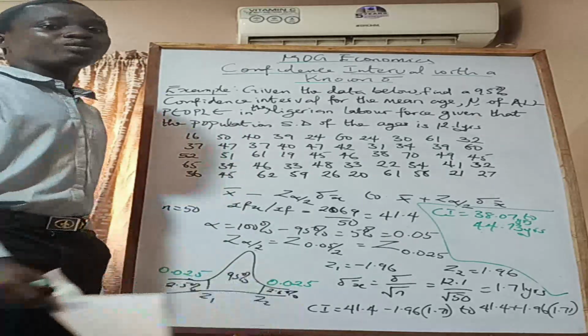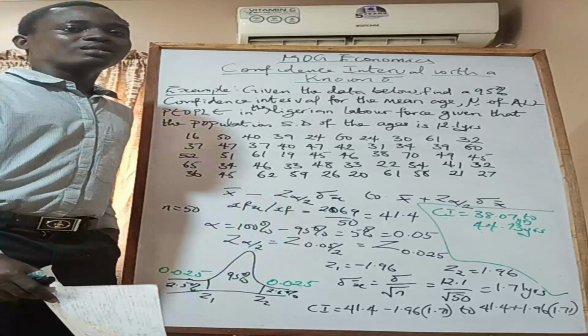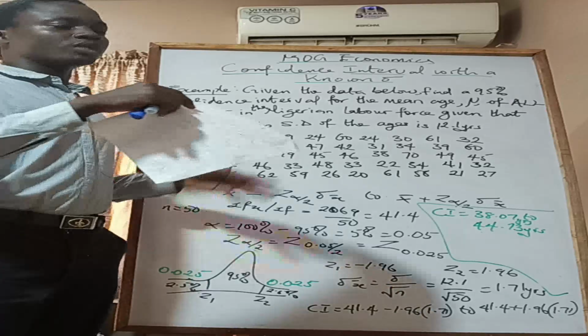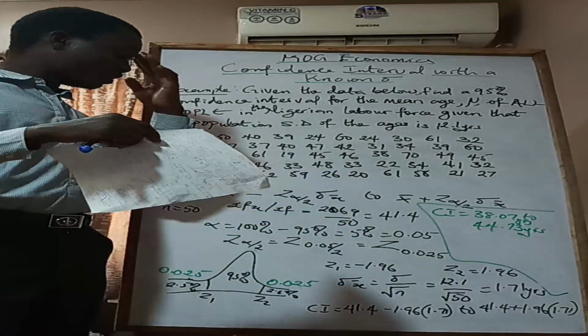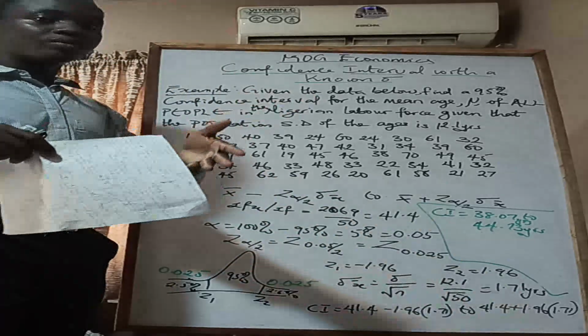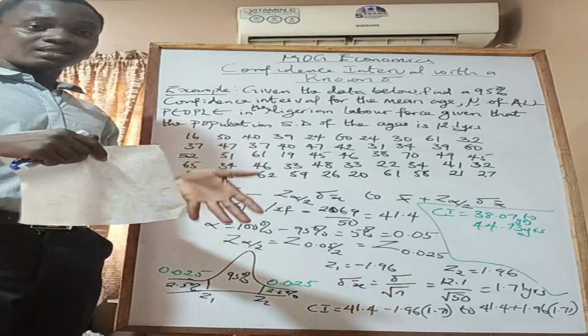So what does the margin of error say? What does it mean? Margin of error is telling you how exact your estimate is from the true value. Okay, how exact it is from the true value.